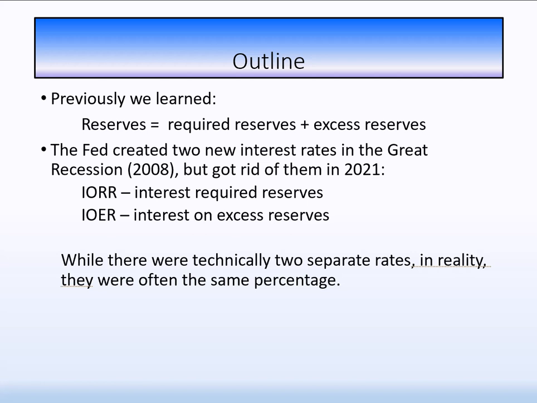Next, we will briefly discuss two interest rates the Fed created in 2008 but got rid of in 2021. The interest rate on required reserves, which means exactly what it sounds like. The Fed paid interest to commercial banks for holding reserves with the Fed. And not only that, the Fed paid interest on excess reserves, reserves in excess of what was required.